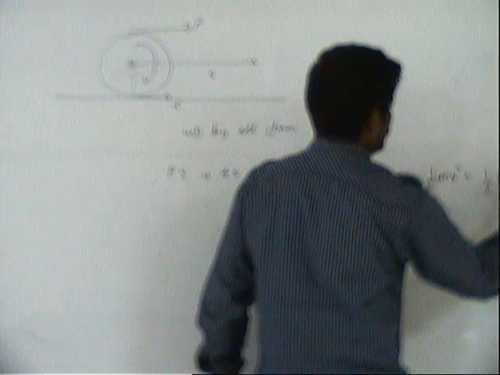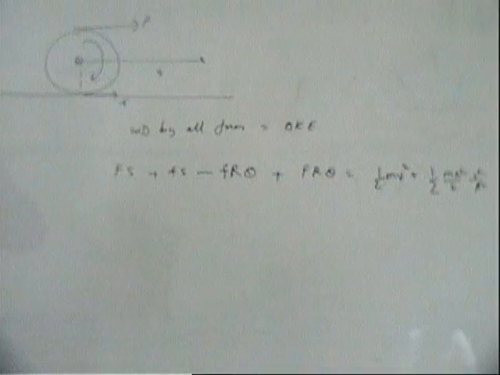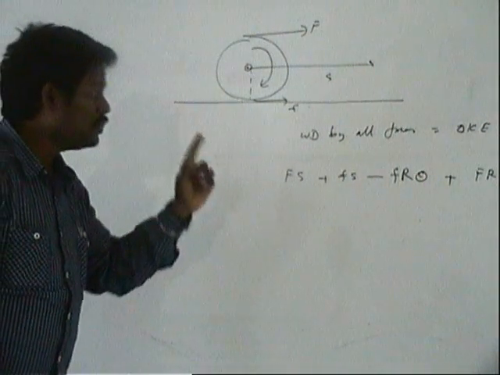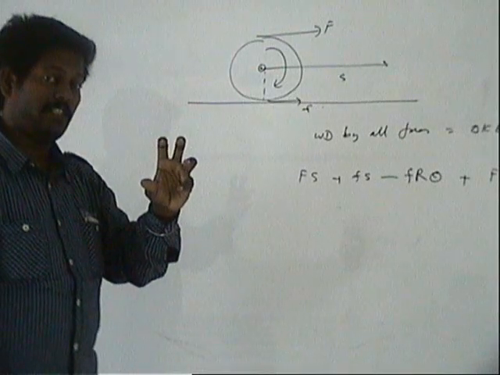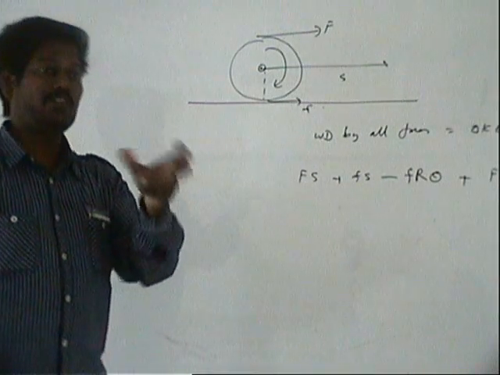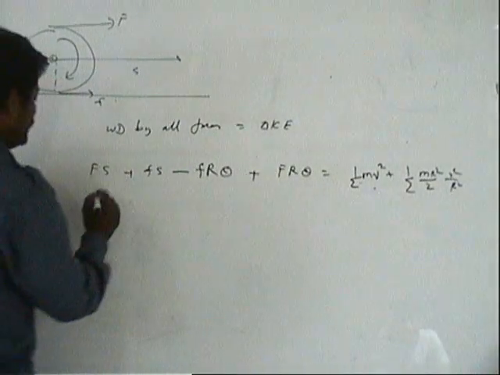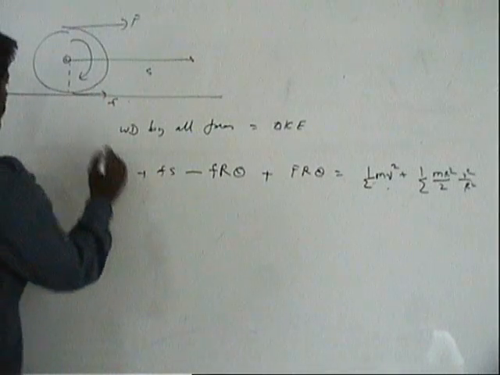where I is mR square by 2, into v square by R square. Because we have to consider the total energy. The change in kinetic energy is due to the work done by all forces and the work done by torque also, which has to be considered. Therefore, you have a very important equation here.